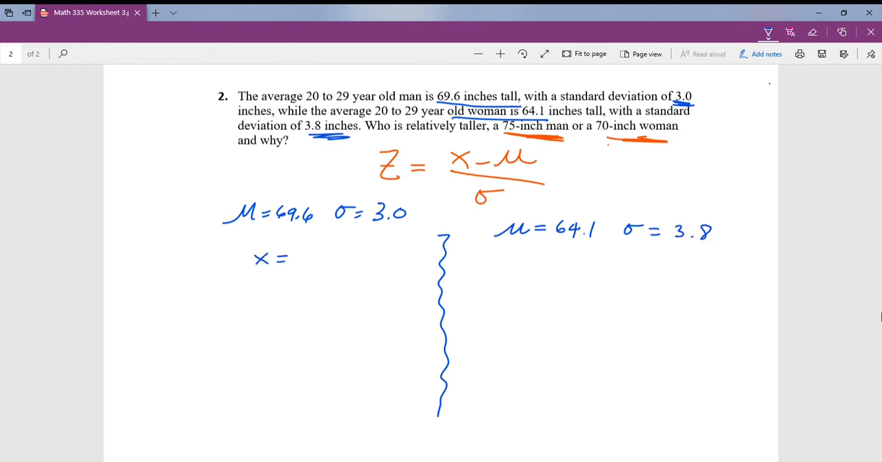Now for our value, we have the man here is 75 inches tall, so that's x. And for the woman, we have this woman is 70 inches tall, so x is 70 for the woman. So on one side I have men, and on the other side we have the woman.